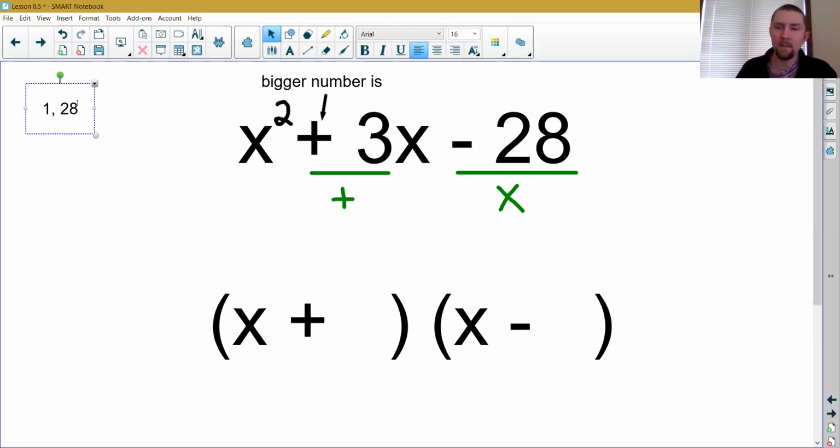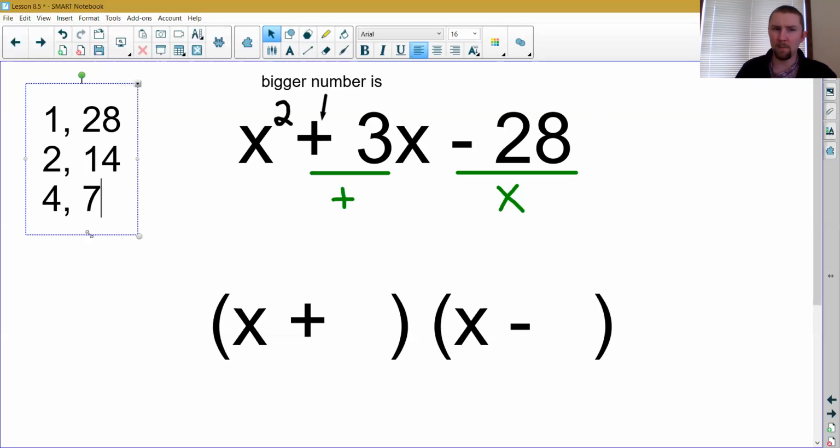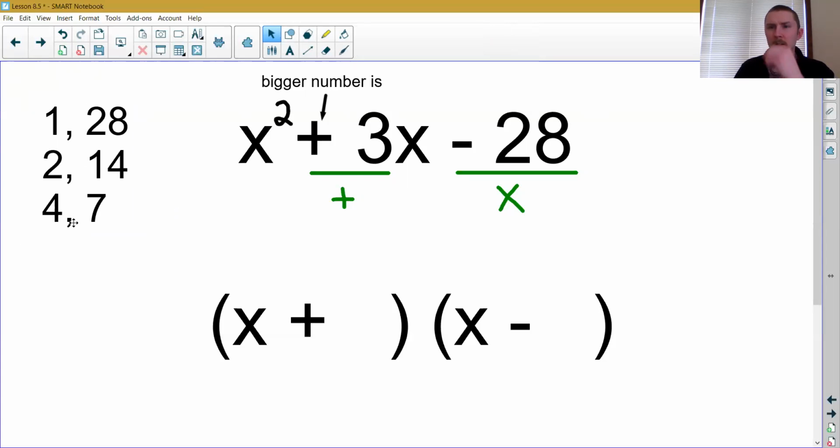Well, 1 and 28, but whichever one of those I make negative, they're not going to add up to 3, right? I could also have 2 and 14. Negative 2 and 14, those would add up to 12, so that's not going to work. I could have 4 and 7. Now, could those add up to 3 if one of them was negative? Well, let's just try it. Let's try negative 7 plus 4.